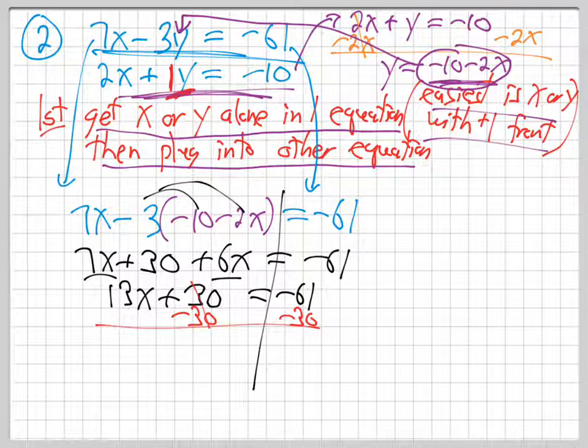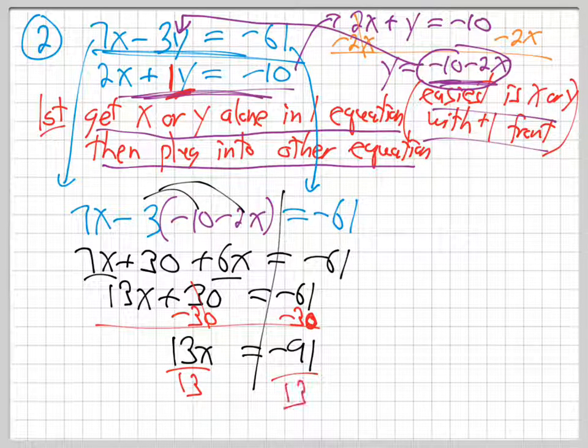Subtract 30 from both sides. 13x is minus, was that 91? That's a plain old 30 there. And then last step, divide by 13. X is minus 7.